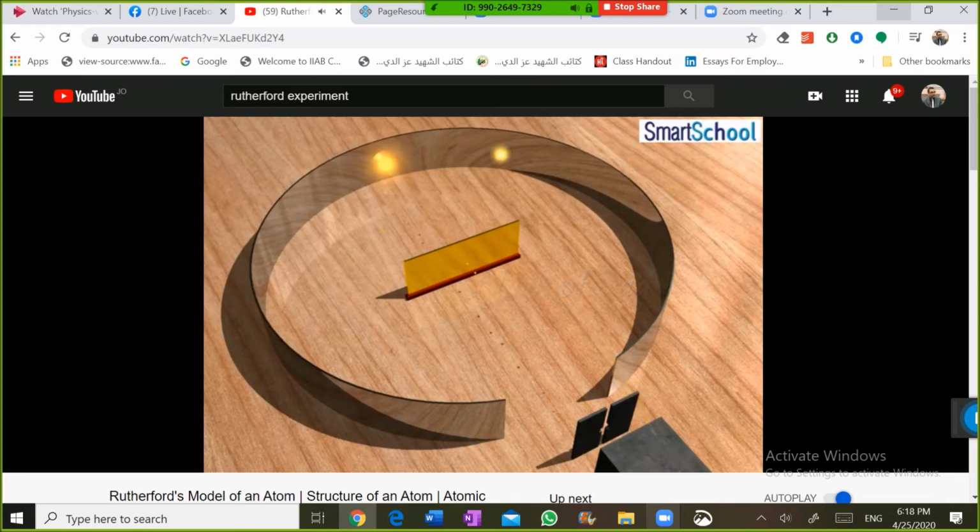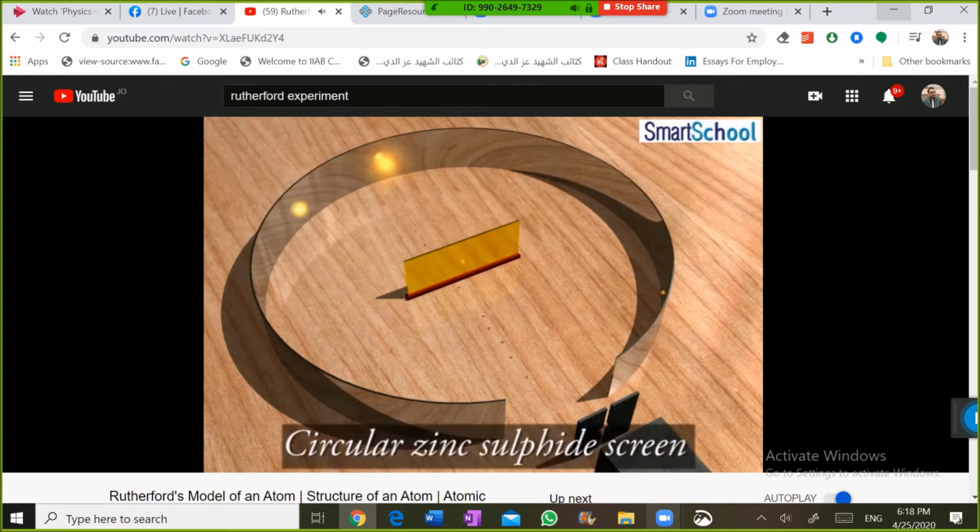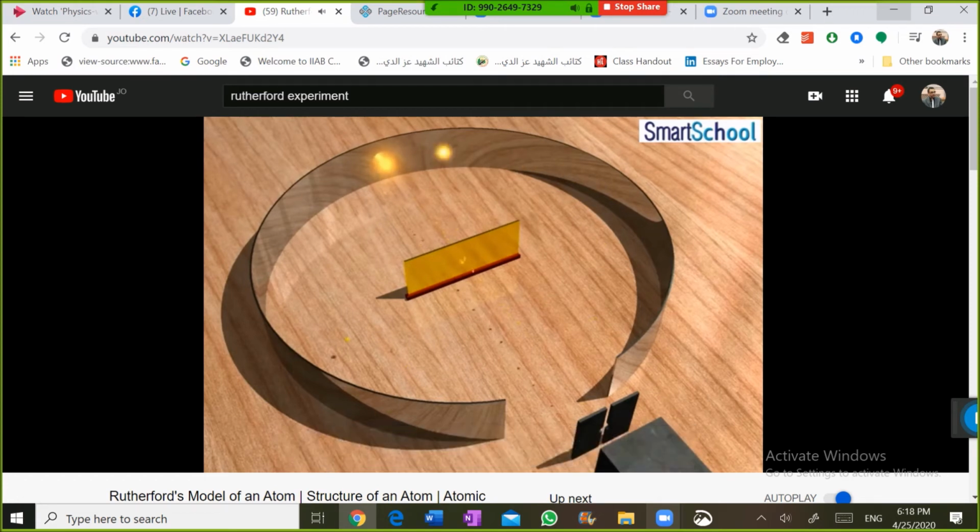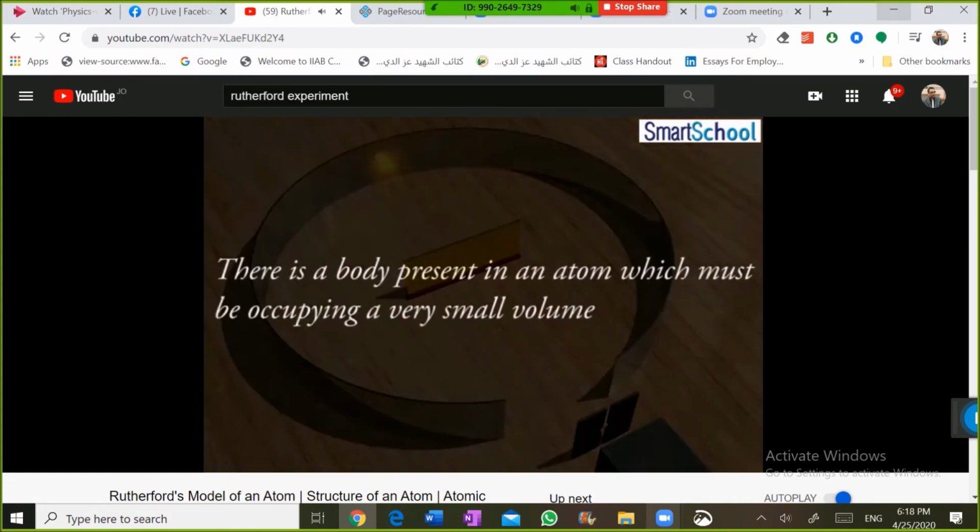And made into a fine beam with a slit. He observed the scattering of the rays after hitting the foil by placing a circular zinc sulfide screen around the metal foil. Wherever alpha particles struck the screen, a flash of light is produced at that point on the screen. That the heavy body present in an atom must be occupying a very small volume.